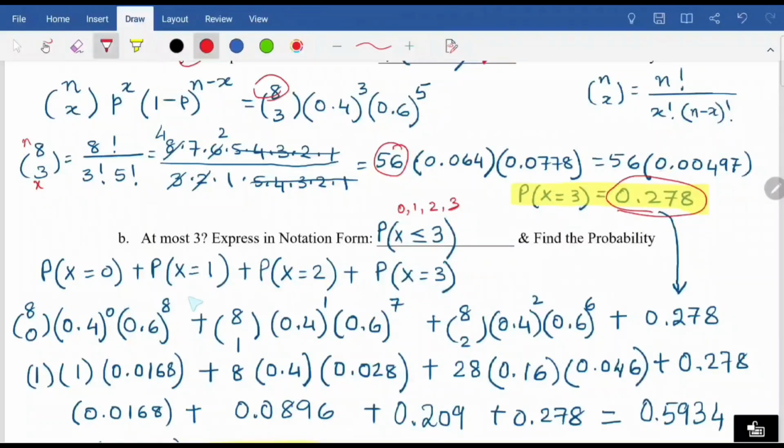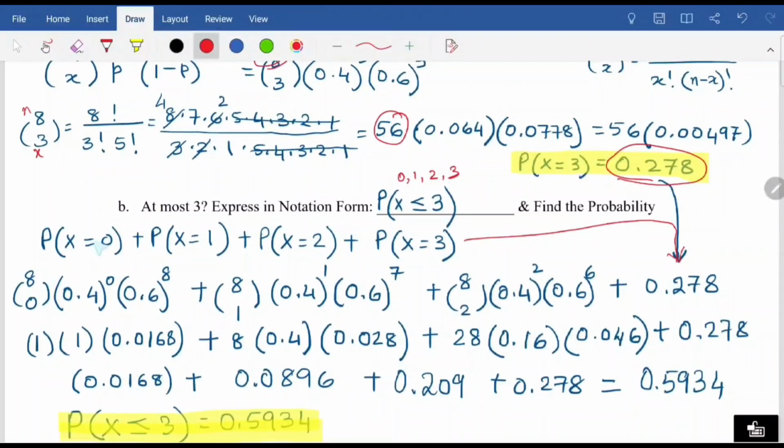All right, so over here, I've written it out. It means the calculations, the way we are going to find this, is find the probability of x equal to 0 plus the probability of x equals 1 plus the probability of x equals 2 plus the probability of x equals 3. All right. So probability of x equals 3 we already found in the previous question. So just use that value 0.278. You do not have to recalculate.